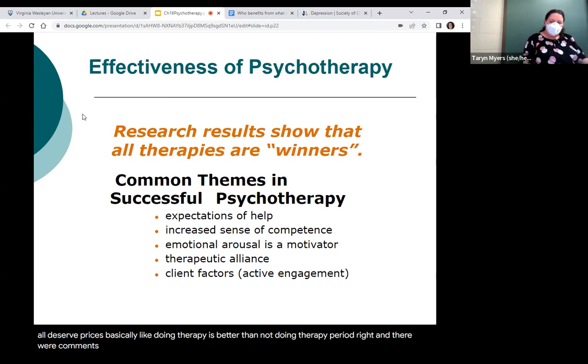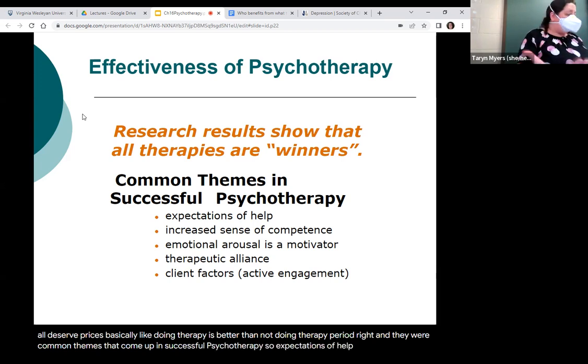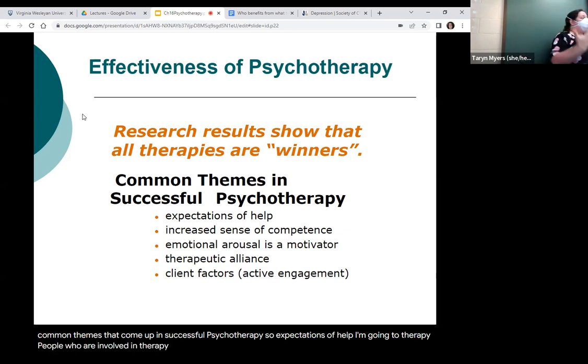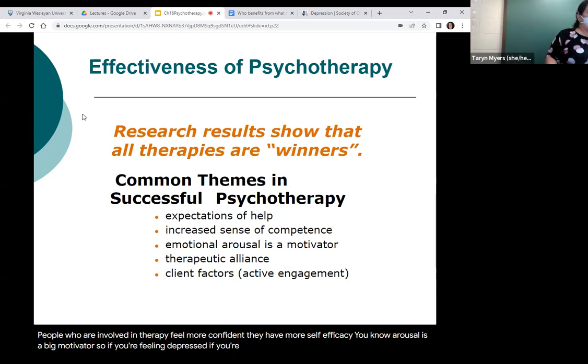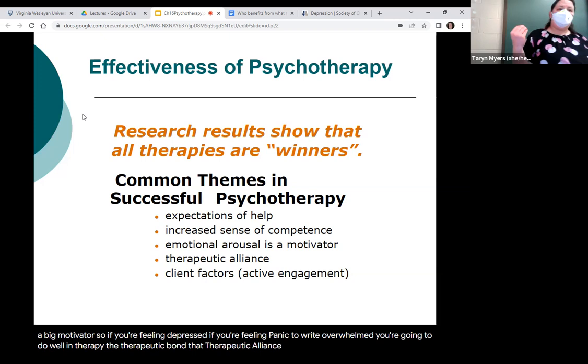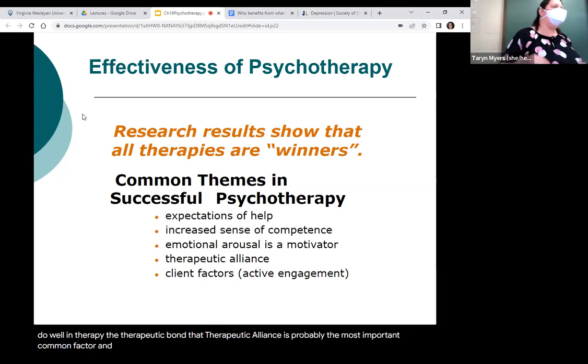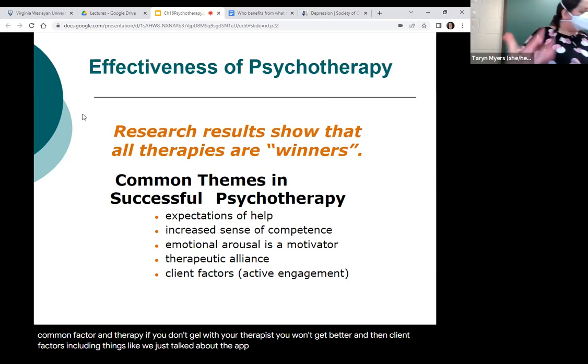And there are common themes that come up in successful psychotherapy. So expectations of help: I'm going to therapy because you're going to help me. People who are involved in therapy feel more confident. They have more self-efficacy. Emotional arousal is a big motivator. So if you're feeling depressed, panicked, overwhelmed, you're going to do well in therapy. The therapeutic bond, that therapeutic alliance, is probably the most important common factor in therapy. If you don't gel with your therapist, you won't get better. And then client factors, including things like we just talked about, the active engagement in therapy.